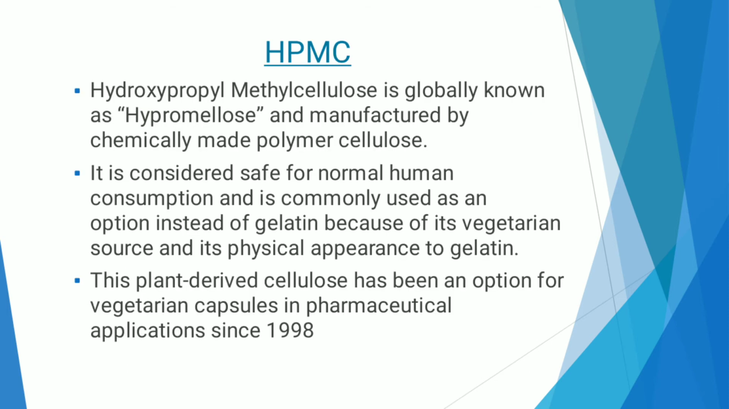Then coming to the next material, that is HPMC. Hydroxypropyl methylcellulose is globally known as hypromellose and is manufactured from the chemically modified polymer cellulose. It is considered safe for normal human consumption and is commonly used as an option instead of gelatin because of its vegetarian source and its physical similarity to gelatin. This plant-derived cellulose has been an option for vegetarian capsules in pharmaceutical applications since 1998.